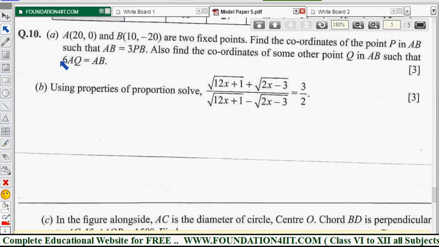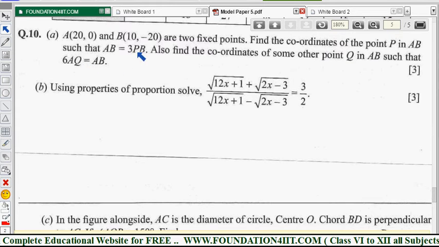In question number 10, the first one is from coordinate geometry. So let me take the question here. Points A is (20, 0) and B is (10, -20) are two fixed points. Find the coordinates of the point P in AB such that AB = 3PB. Also find the coordinates of some other point Q in AB such that 6AQ = AB.